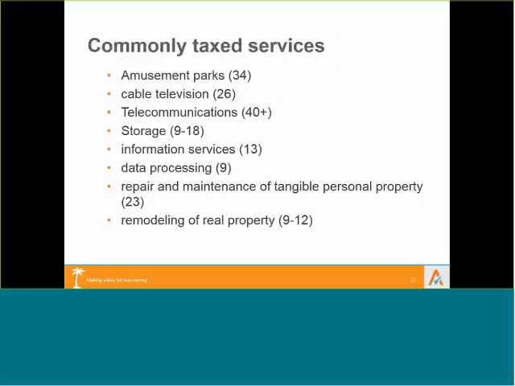Here's an idea of some services that are commonly taxed. Amusement park tickets are largely taxed, cable TV is taxed, telecom is taxed, data processing, remodeling, et cetera, and the list goes on and on. So again, it's independent to each business. If you're charging for services, you want to make sure you're charging the right taxability.